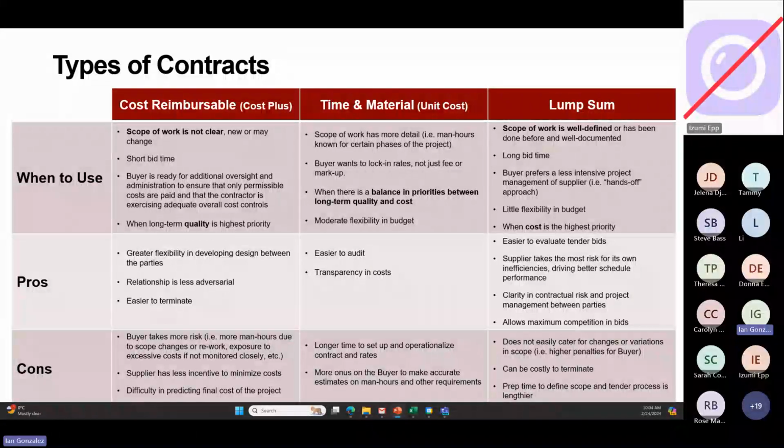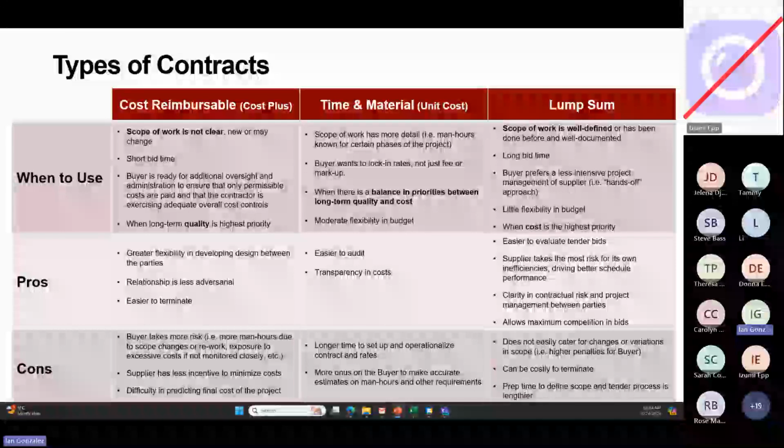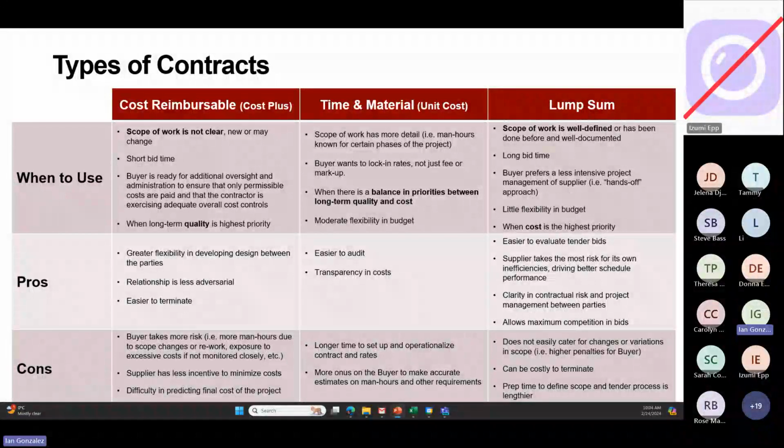Okay. When to use it also is when the buyer prefers less intensive project management of the supplier, a hands-off approach. Okay. Little flexibility in budget, and when cost is the highest priority, lump sum. You can get an idea now why, at least in Canada, companies love lump sum, because everything here is low risk, easy. But oftentimes they forget the first part. The scope has to be well defined.